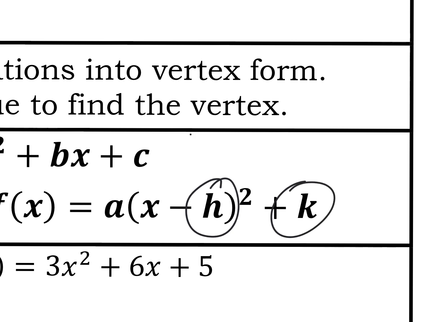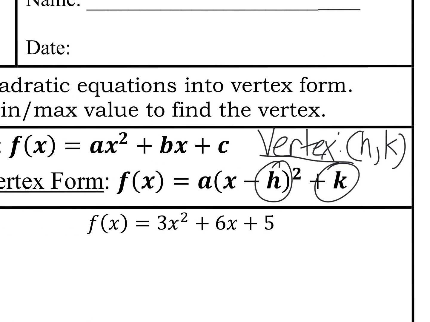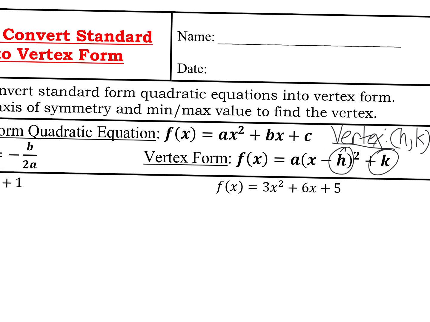On the topic of vertex form, it's important to note that your h and your k form the coordinates of your vertex. That's the whole reason why it's called vertex form, is because you can see the coordinates of the vertex in the equation. Also, when an equation's in vertex form, your teacher might ask you questions about the transformations or the domain and the range. It's just a lot easier to tell that information from a vertex form equation when compared to a standard form quadratic equation.